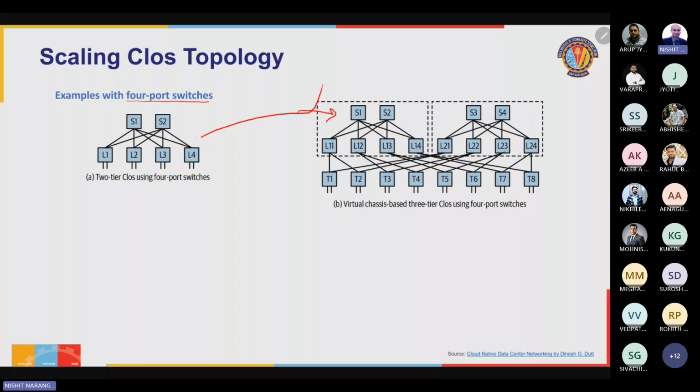Okay, I've repeated it twice. Two such repetitions of the same topology I've brought in. And then what I did was I got in another third tier of switches. Once again, 4 port switches, made a 3-tier topology. Right? Now, okay, let me explain why I'm calling it a virtual chassis based technology.